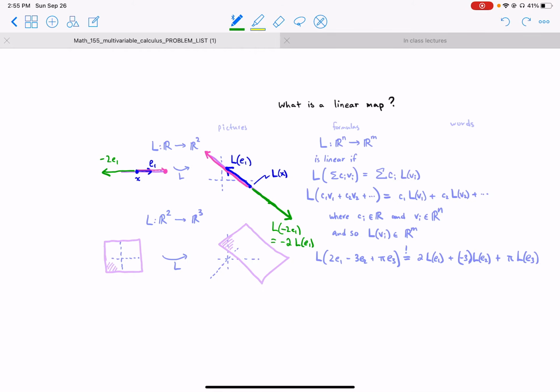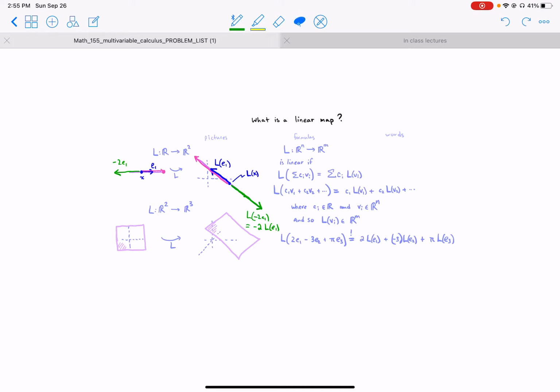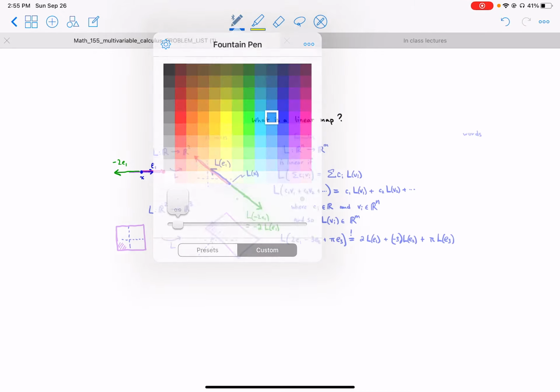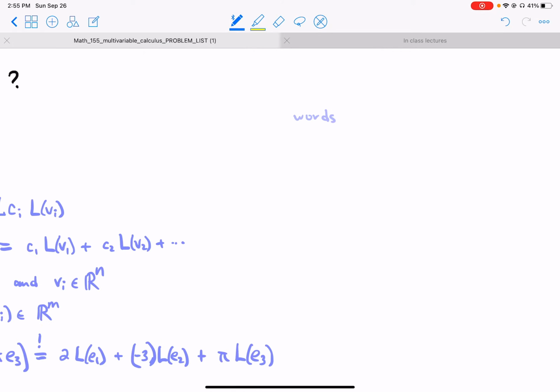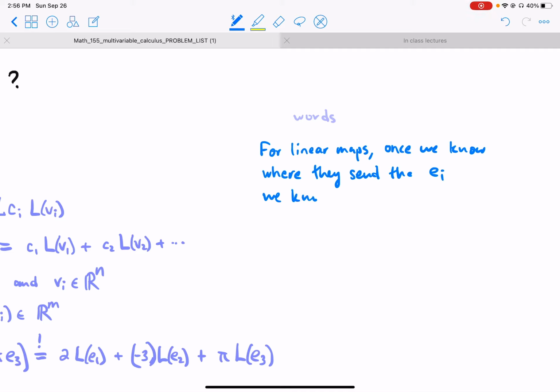This is the main thing. Maybe I'll put it in words. Is that, well, first of all, for linear maps, once we know where they send the basis vectors, ei, we know everything.